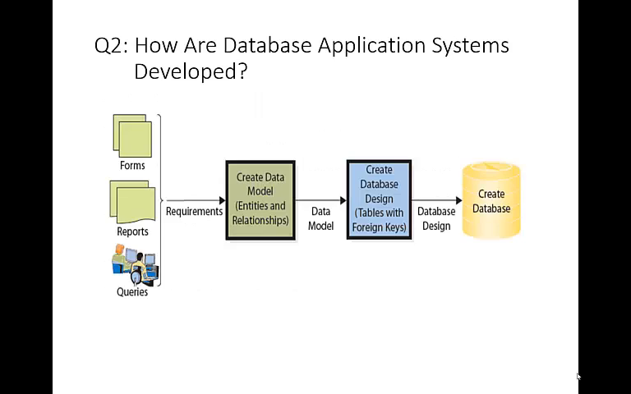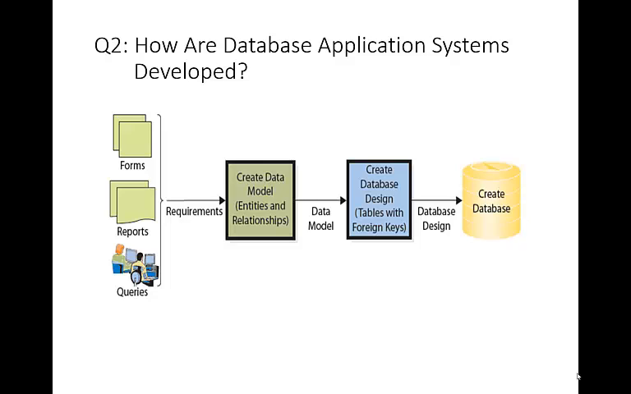All right, question 2. How are database applications developed? Well, it generally goes through a process, and it starts with something called requirements. What are the things that we need in order to make effective business decisions? This is going to be a series of forms, reports, or queries that are commonly used on a day-to-day basis. And what are the items in each of these forms and reports that are required for me to make a good decision? So that's where it starts, with the requirements.